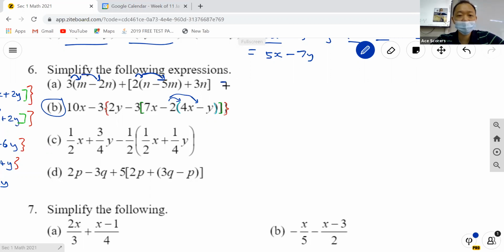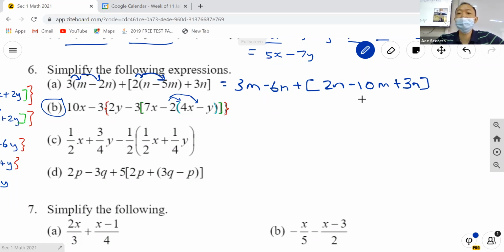Okay, so eventually what do we get? Let's do the 3 times m. So it becomes 3m. And then 3 times minus 2 becomes negative 6n. Then over here, plus, just do the bracket, 2 times n, 2n, 2 times minus 5, minus 10m, then plus 3n. Okay, close bracket, like that. Okay, so we do that first.